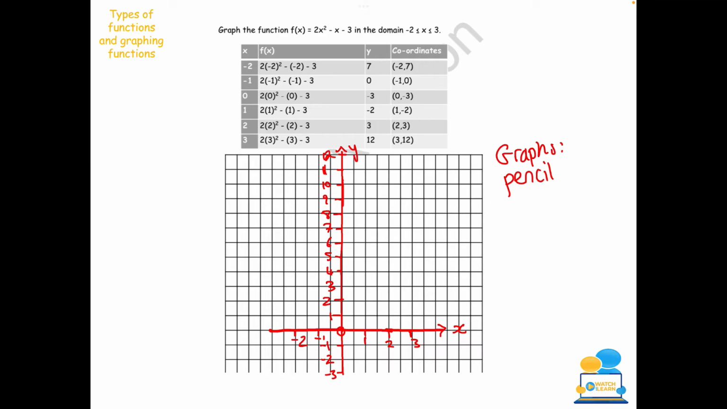What we're going to do now is graph our coordinates. (−2, 7) is the first one. Again, our coordinates go in the order x, y. So I go across to −2 and all the way up to 7. I go across to −1, 0. Then I have (0, −3), (1, −2), (2, 3), and (3, 12).